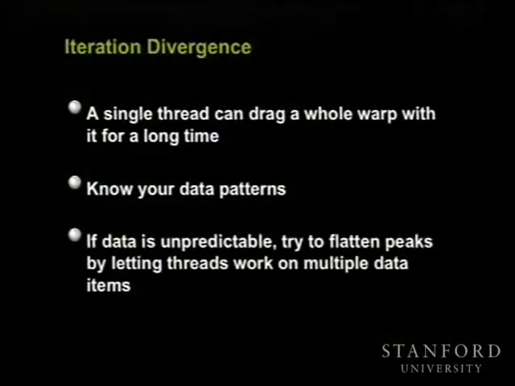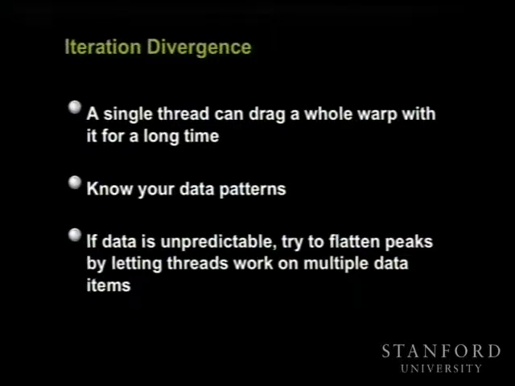And another way to do it is not as nice. Well, it depends on what you're doing. It is to flatten the peaks, which is basically if you have this very spiky distribution of work, then you can say I'm going to have each thread work on multiple data items. That means you're going to try to average out the big spikes with lots of little values, so that overall you don't suffer as much from the load imbalance of one thread dragging everybody else along. Does that make sense? Okay.